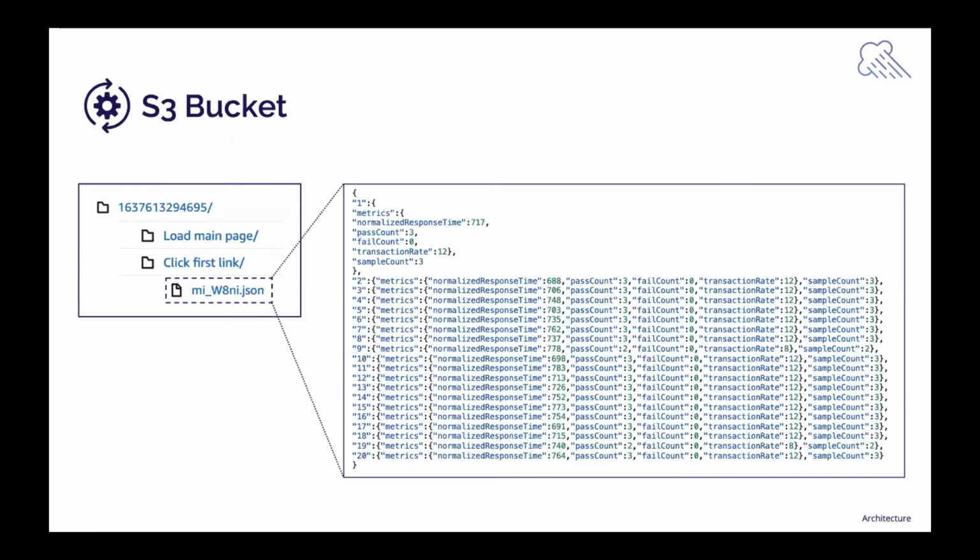Here, for example, the JSON file contains metrics from all 20 virtual users on the mi_w8ni Fargate instance for the click first link action at the Unix timestamp listed. But even in this transformed state, the data currently sitting in the S3 bucket isn't appropriately formatted for a time series database. So we'll need another transformation step, this time involving an AWS Lambda function.